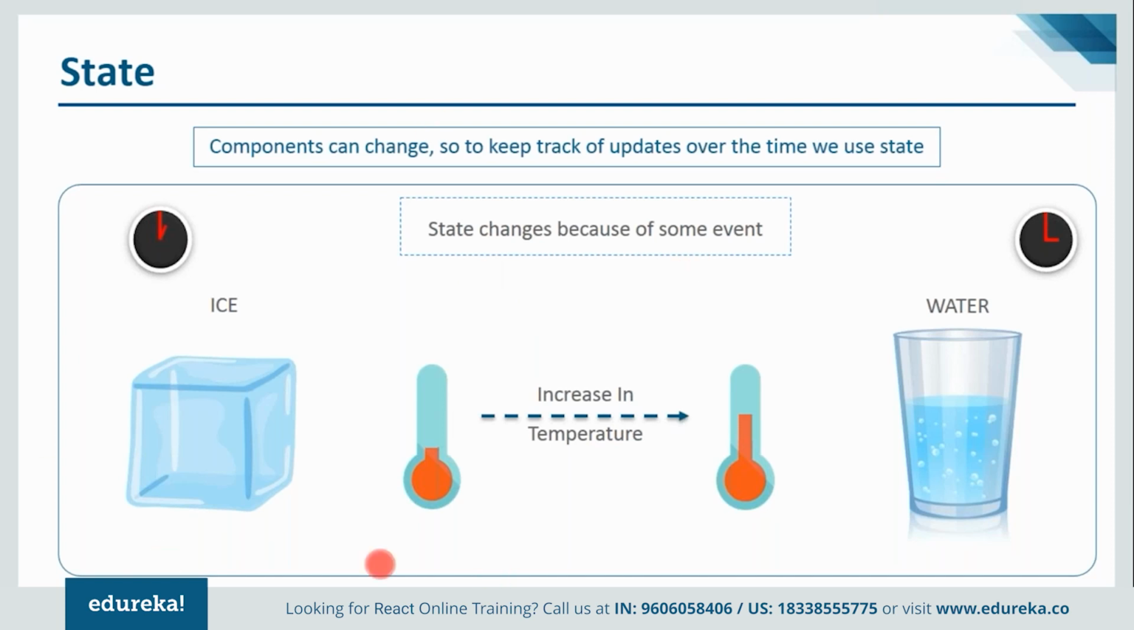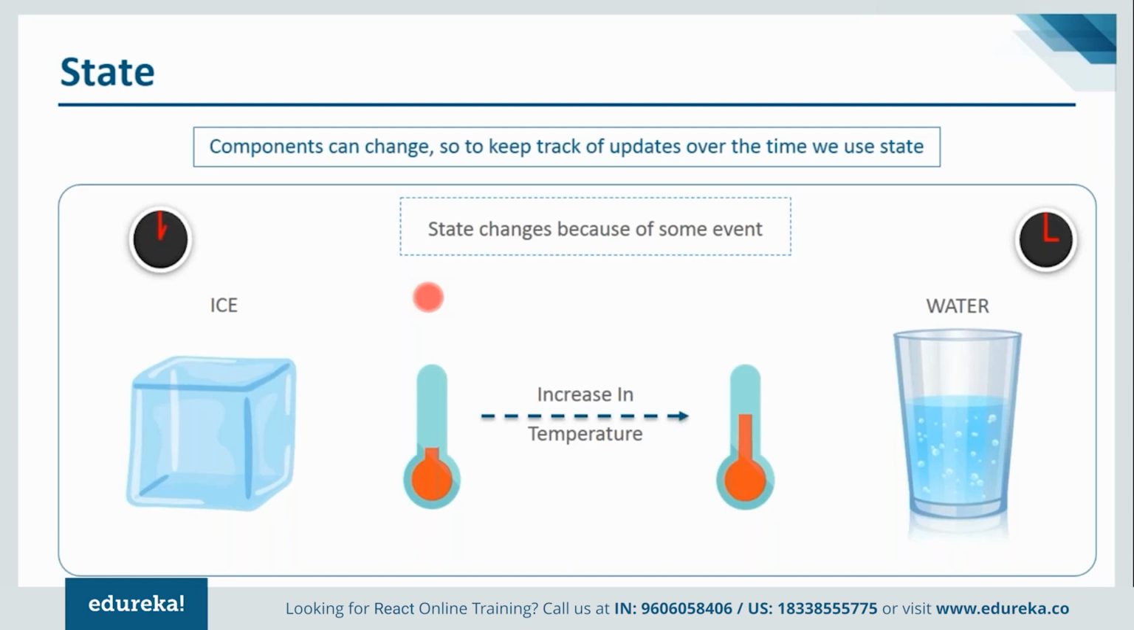To give you an example, let's see this. There will always be a change in state with respect to time or with respect to other factors, right? That is being explained over here, where there is ice, and when the temperature increases, this ice melts into water, correct? And this change in state is because of some other factor. Because of such factors, you might also want certain changes to happen in your web page. So at those times you would want to use state.